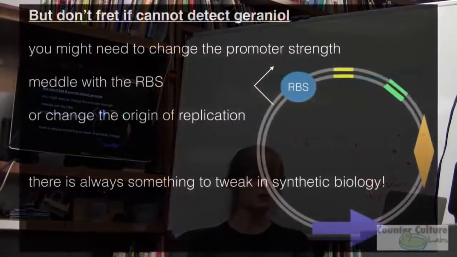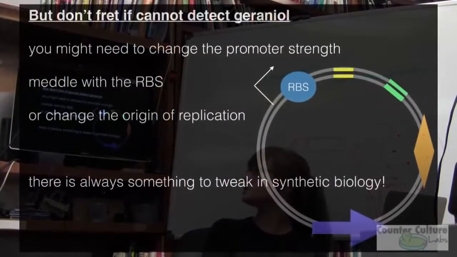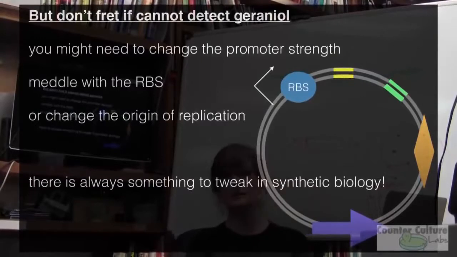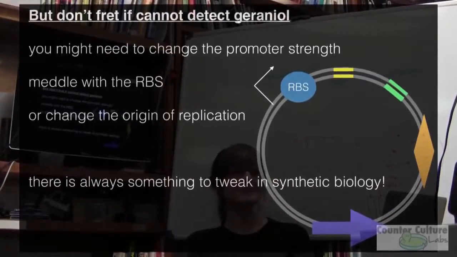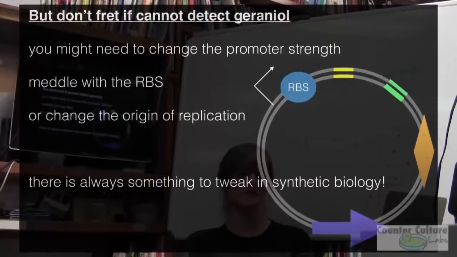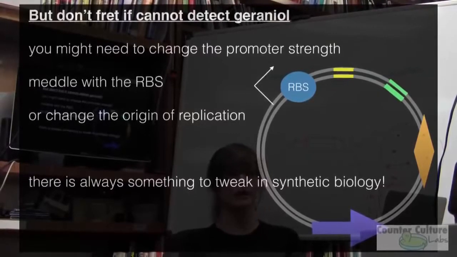What Patrick was mentioning before is, if you can't detect geraniol, there are things you can tweak in the system, and that's what I spend almost every day doing: tweaking my construction such that I get the right expression that I need for whatever I'm doing. It doesn't have to be for a small molecule. Would you check for mRNA expression from the gene, for example? That would be the ideal scenario.